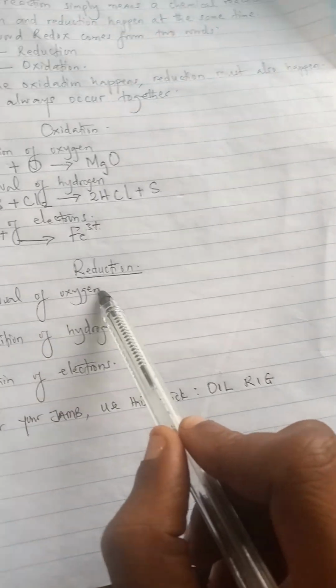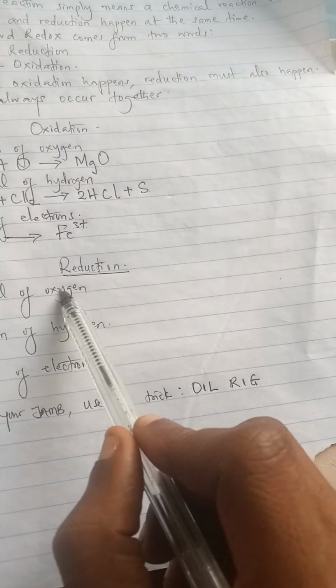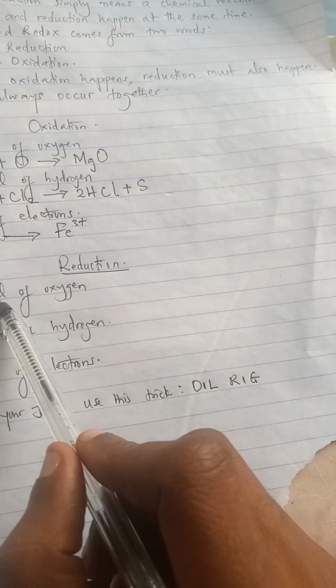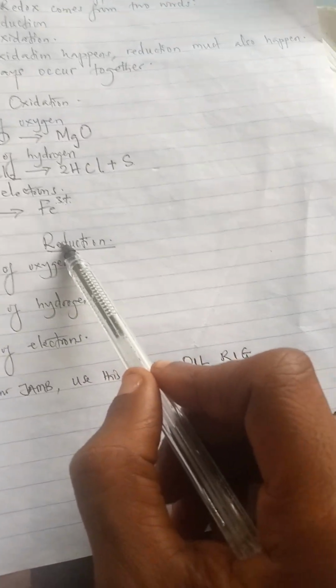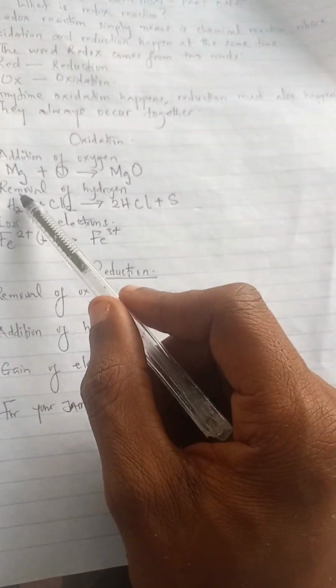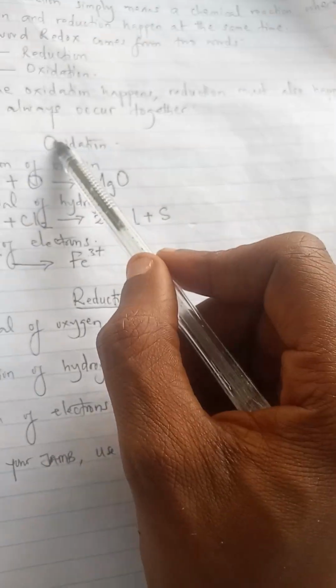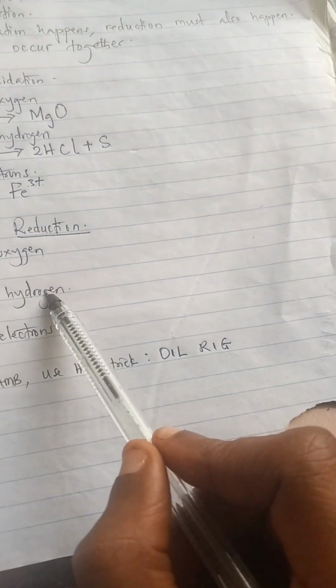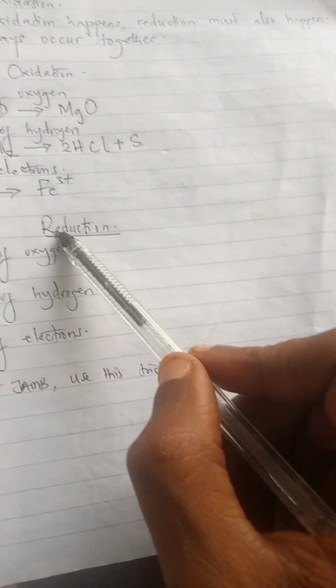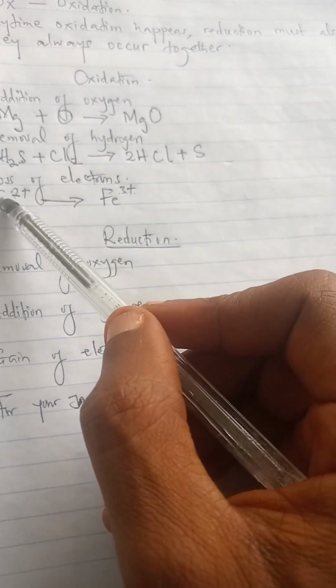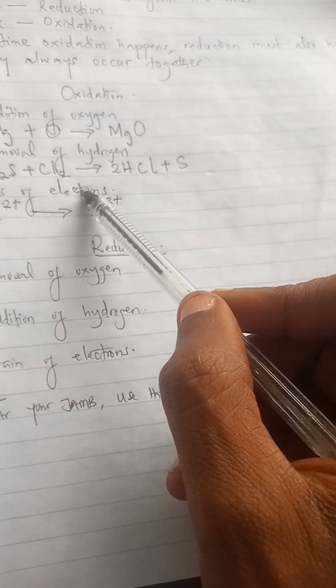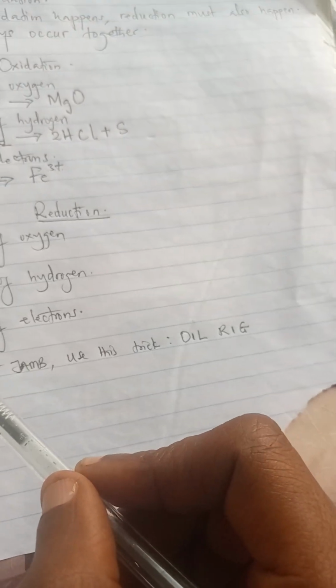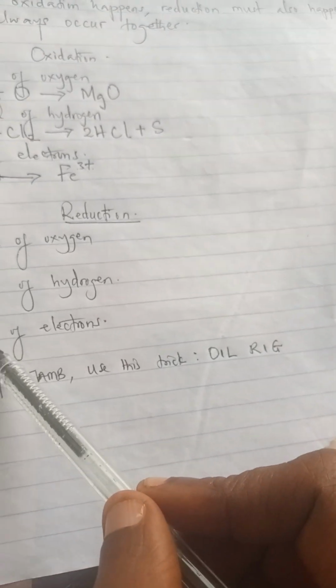Removal of oxygen. So any reaction in which you remove oxygen becomes what? Reduction. Then if you look at number 2, it says removal of what? Hydrogen is oxidation. So addition of hydrogen becomes what? Reduction. Then number 3 says oxidation is what? Loss of what? Electron. So number 3 in reduction says gain of what?